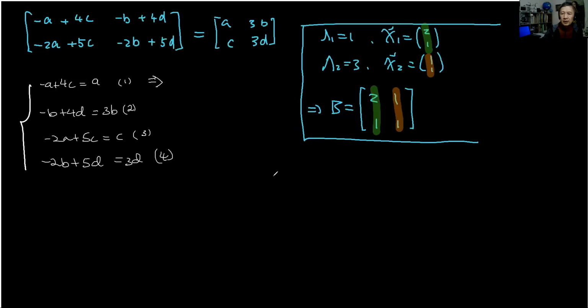For which one? So basically this equation comes from the matrix form, which says that A times B must equal B times the matrix with lambda 1, lambda 2 on the diagonal. Agree? So can we use this to check if this is correct?